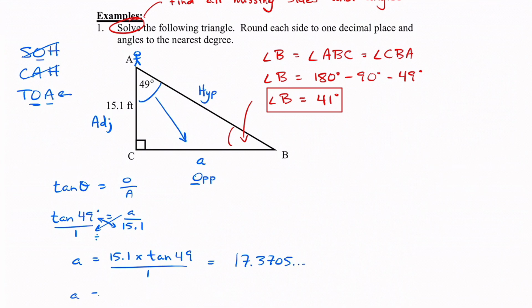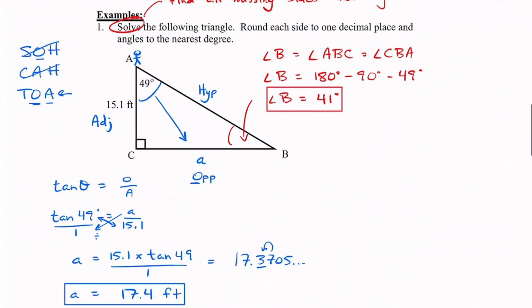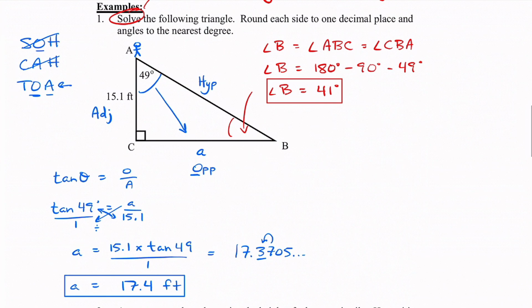Okay, and then it said we had to round all of our sides to 1 decimal place. So I'm going to round to 1 decimal place. That's that one right there. In this case, the 7 is going to round up the 3. So I get 17.4. And then our units, I can see right here, are feet. So this is feet. So that one is done.